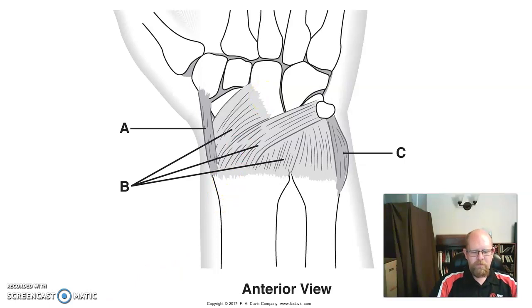So here's a question. Are the radiocarpal ligaments going to limit wrist flexion or extension? Take a moment to think about it. If you need to pause the video, go for it.